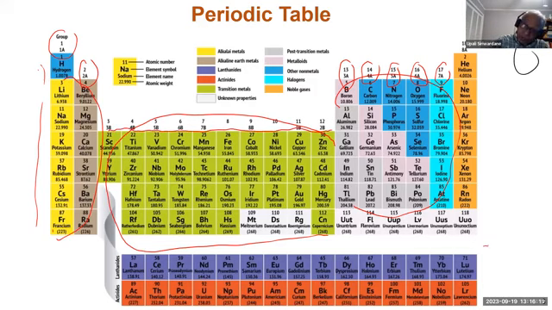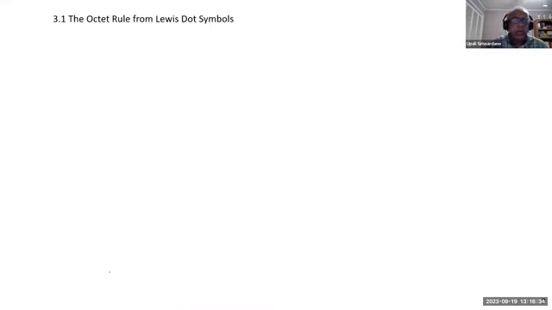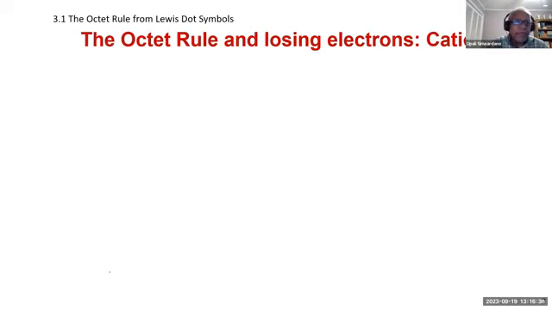The octet rule also doesn't apply to lanthanides and actinides, the bottom two rows. Therefore, the octet rule is applicable only to main group elements.